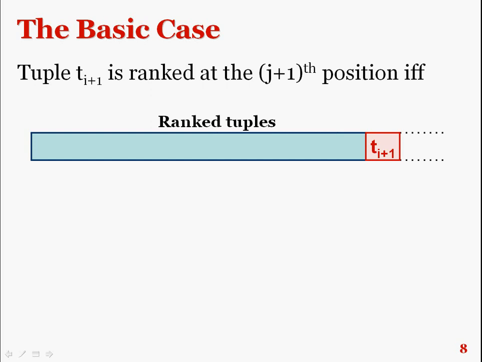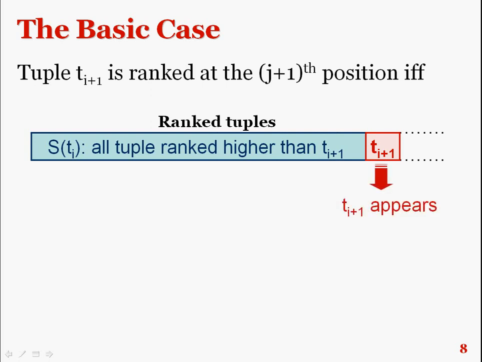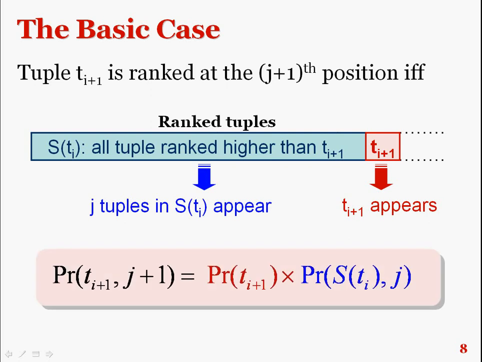To compute the probability of T_{i+1} being ranked at the (j+1)th position, we only need to think about all tuples ranked higher than T_{i+1}, which is called the dominant set S_{T_i}. Then, T_{i+1} is ranked at the (j+1)th position if and only if T_{i+1} itself appears, and at the same time, there are only j tuples appearing in S_{T_i}. Now the problem becomes how to compute the probability that j tuples appear in S_{T_i}.